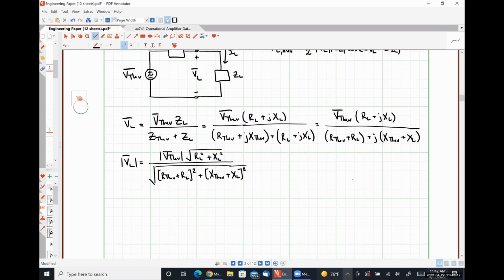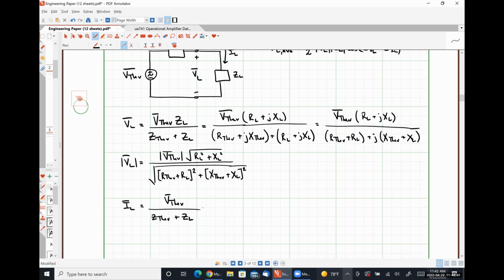So much as we did in the DC circuit, we can simply use Ohm's law to determine IL, right? So that's going to be V Thevenin, our phasor voltage, divided by Z Thevenin plus ZL.